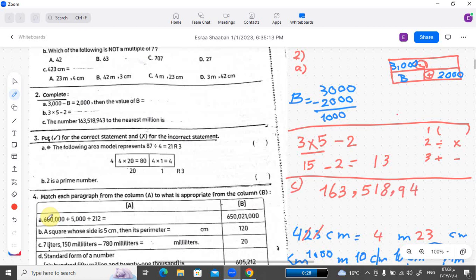Before we read any number, we have to put the families under the comma. 163,518,943. Round to the nearest million. Where is the million here? Is it the 3? Yes, it is the million. So circle the digit and look next door.